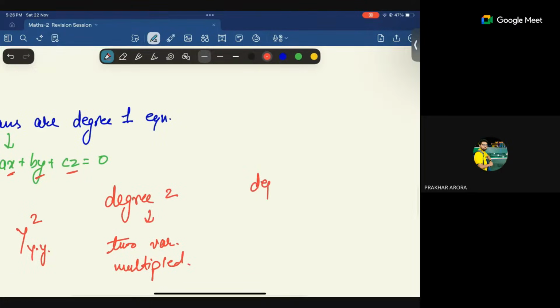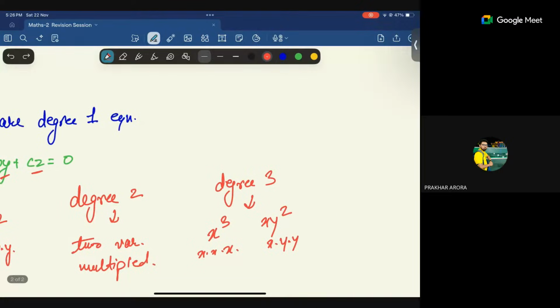Just one more thing, what is degree 3 now? Degree 3 means three variables are multiplied, so x cube can be a degree 3 term, x multiplied by x three times. Another term could be xy square, x multiplied by y multiplied by y. We can also have xyz, that is x multiplied by y multiplied by z. So this is a degree 3 term.